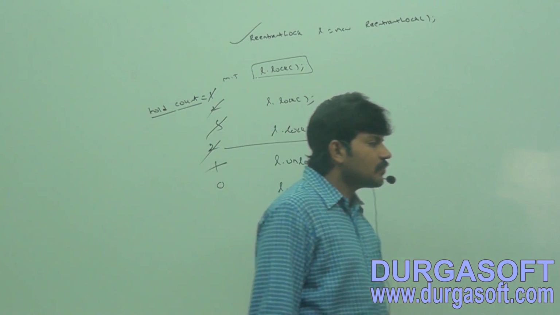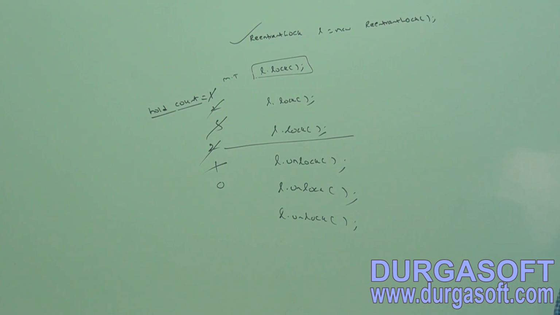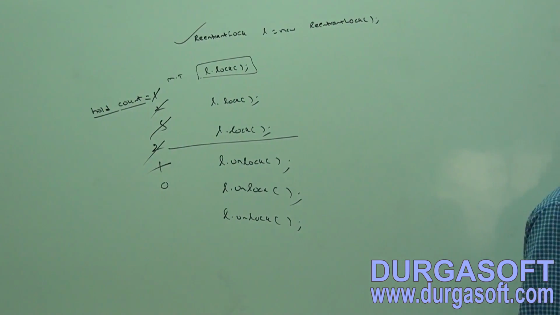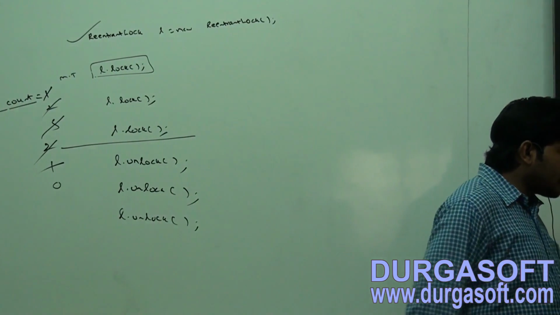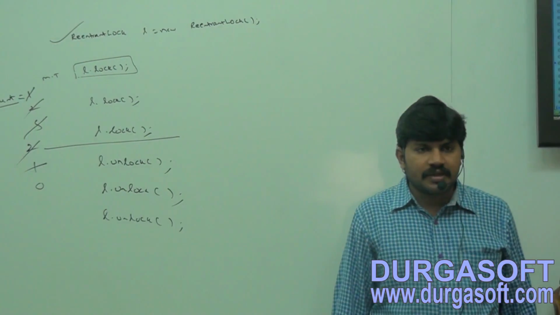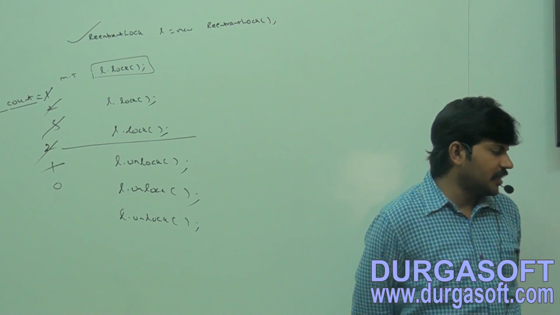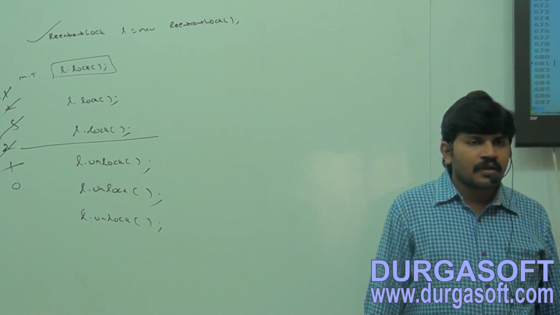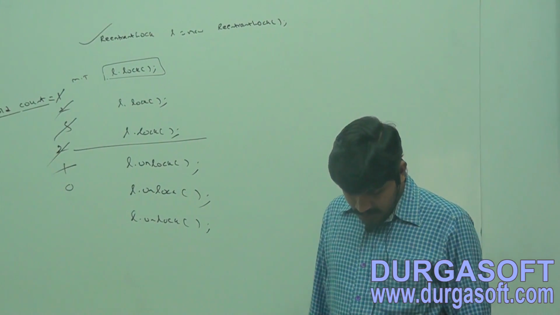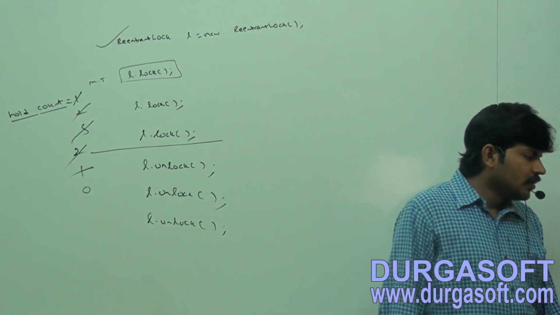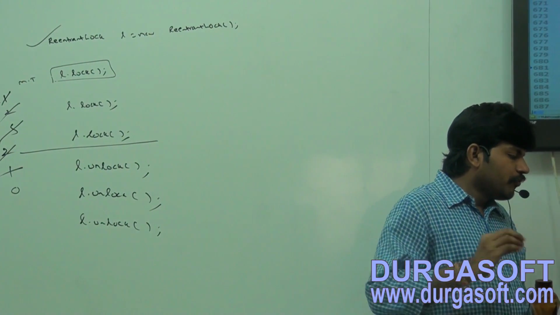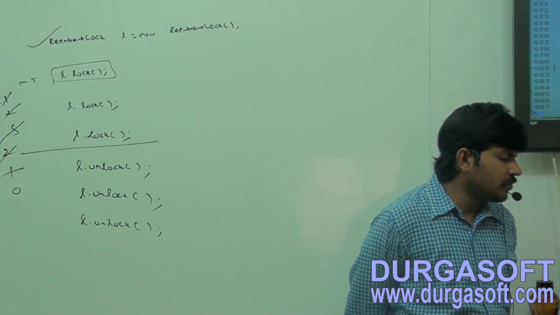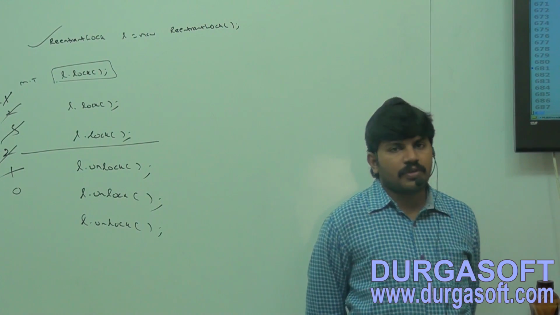Okay, at this point, re-entrant means a thread can acquire the same lock multiple times without any issue.